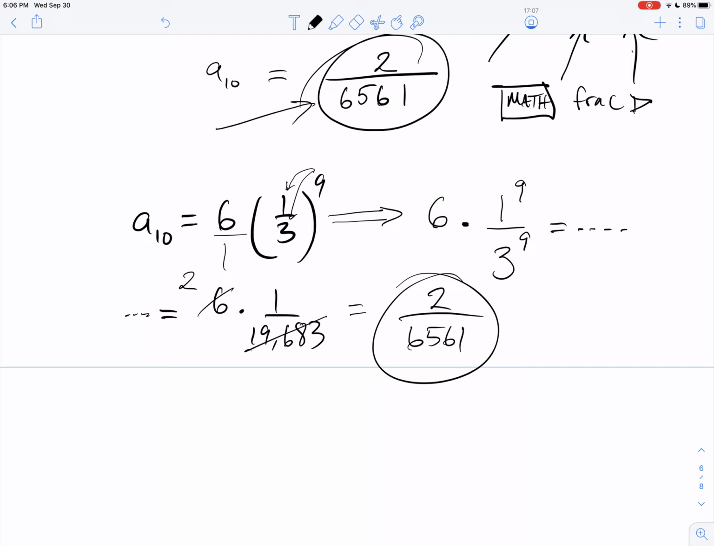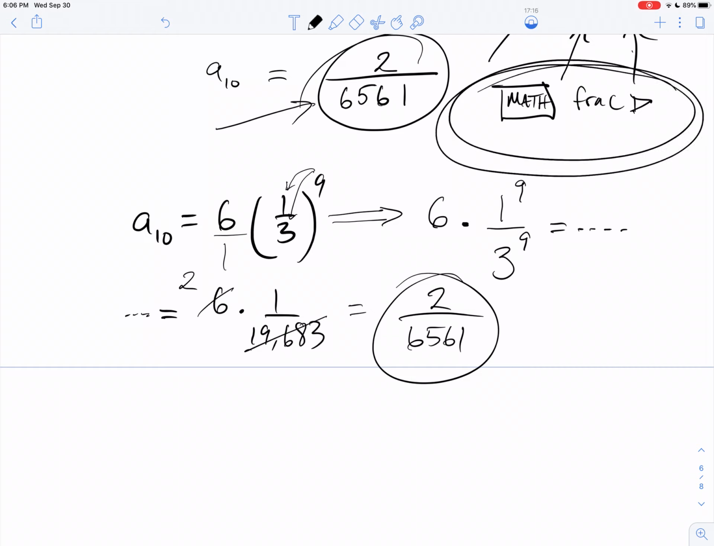So, what I just showed you is a trick you can use in case your calculator overloads and will not allow you to use the math frac feature on it. Remember, calculators can't do everything. They do a lot of awesome stuff, but they do not know how to think.